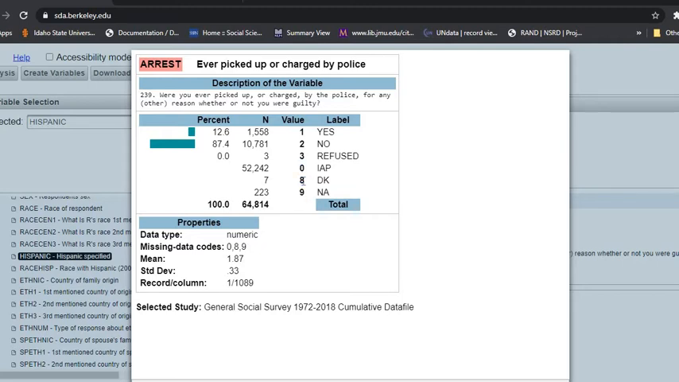You get an 8 if you say that you don't know whether you got arrested or not, DK standing for don't know. And you get a 9 if for some reason something went wrong and you didn't get the information from the person you're asking questions about. You can see there are 223 people that you just didn't get information on. Something went wrong. So in this case, 8, 0, and 9 are your missing values. They're not valid. Your valid values are 1, 2, or 3.